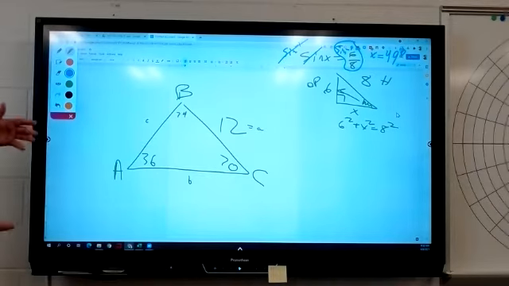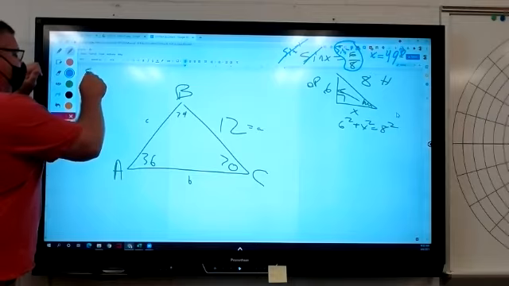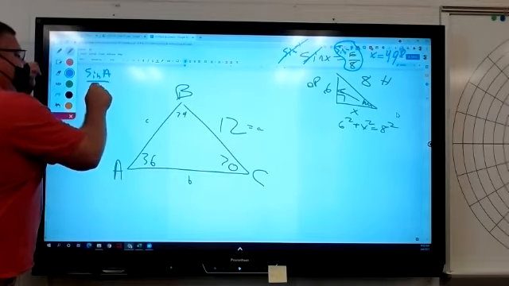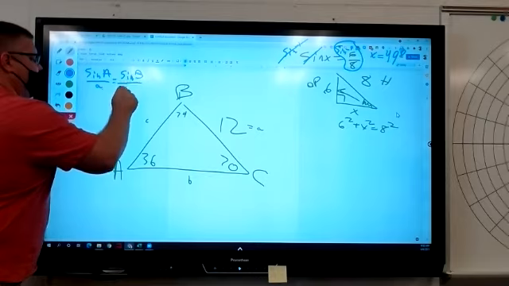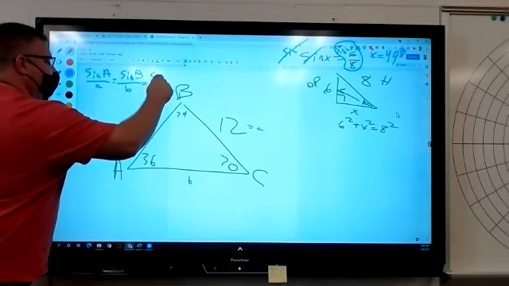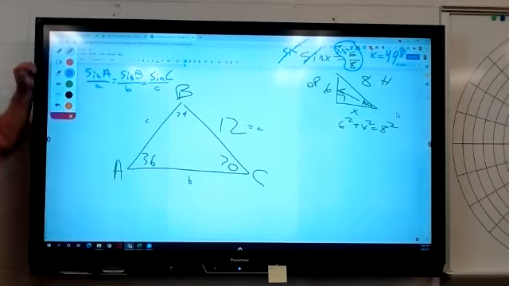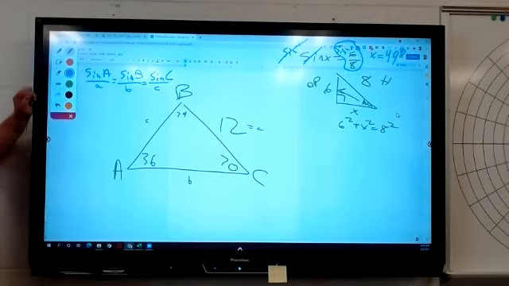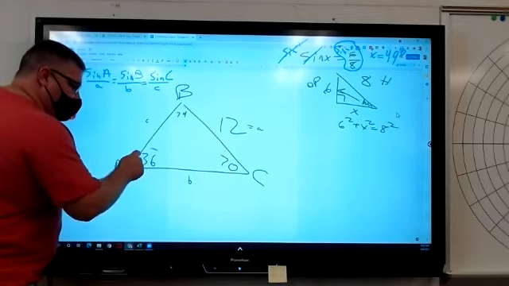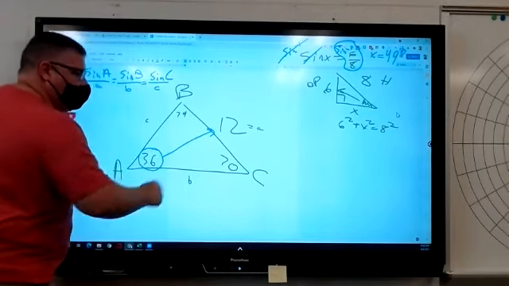Okay. So now here's what I've got to use. Sine big angle A over little side a, sine big angle B over little side b, equals sine big angle C over little c. I do not use all three of these at once. I pick a pair. What pair do I know both parts of? Which one do I know the angle and the side already? I know A, I know the angle and the side.